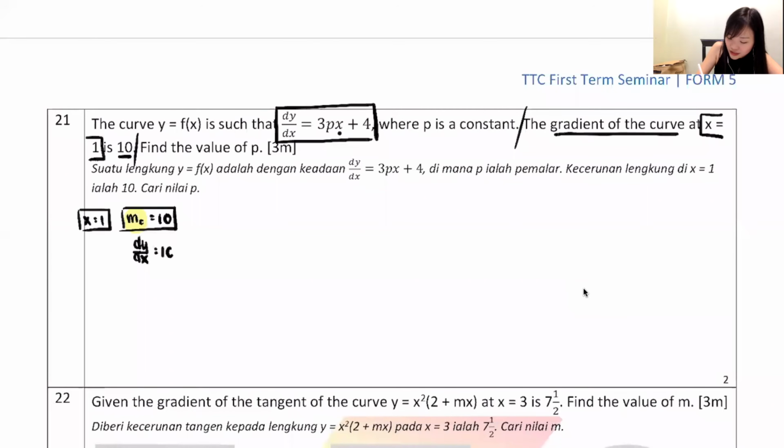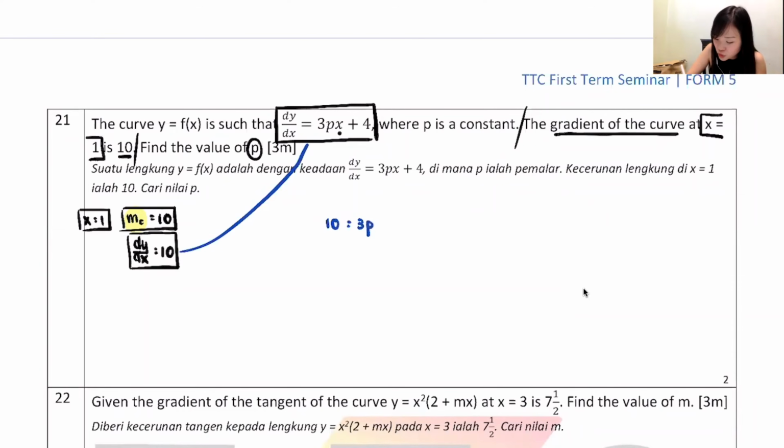So gradient of curve means dy dx. Can you see how important it is to memorize it? You know that gradient of curve is 10, which means dy dx is 10. Now they want to find the value of p. Oh, this is so easy. Why? Because I know gradient of curve is 10, which means dy dx is 10, and the question already gives me a dy dx. So the dy dx they give me and the dy dx I have can straight away be combined.